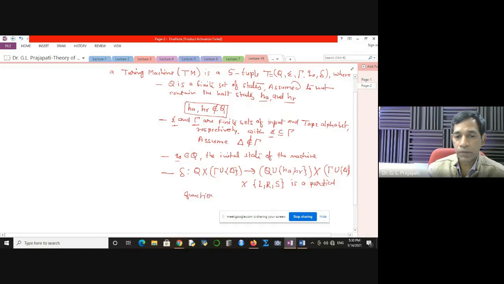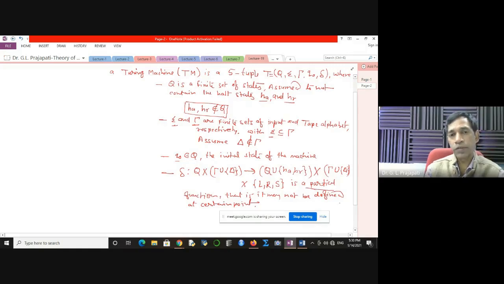What do you mean by a partial function? It may not be defined at certain points. So delta is the transition function, and delta is actually a partial function. Why is it partial? Because there are some situations where you cannot define it.